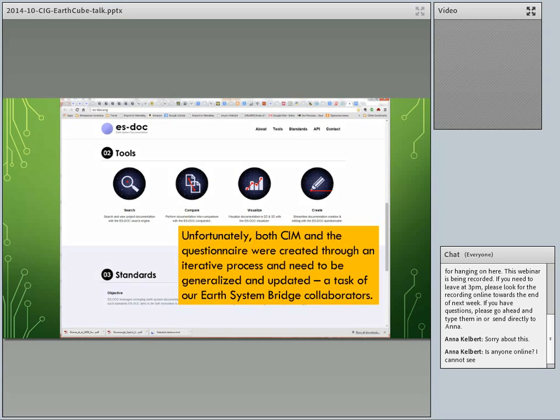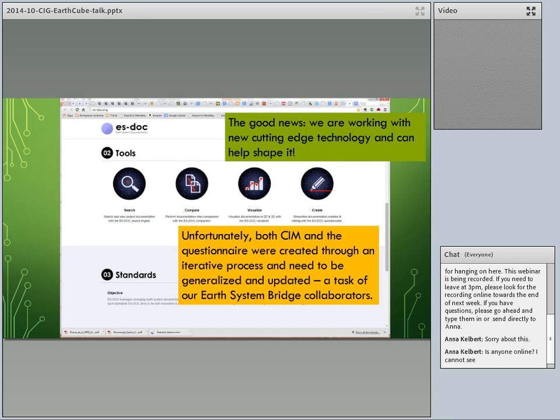Now, unfortunately, those tools are not complete yet. Since the schema was created through an iterative process, it needs to be generalized and updated in various places, and we are involved in doing that. And also the questionnaire is a work in progress, but that's also good, because that is a cutting-edge technology that we can help shape and provide our input at this stage, which is a critical stage of reshaping the schema and the CIM schema, and also shaping the questionnaire.